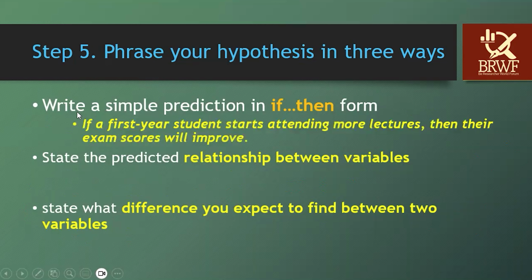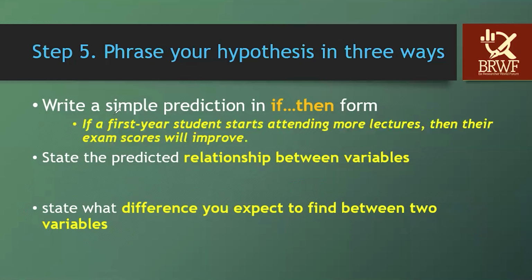First, write a simple prediction in if-then form. It is very easy. We can write like this: if a student participates in more lectures, then their exam score will be higher. Or you can write: if a first year student starts attending more lectures, then their exam score will be improved.